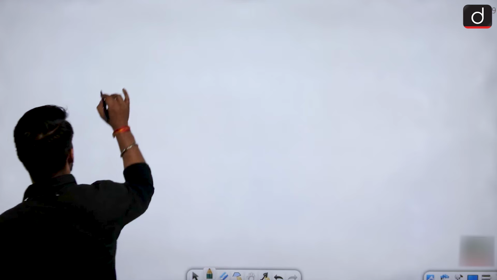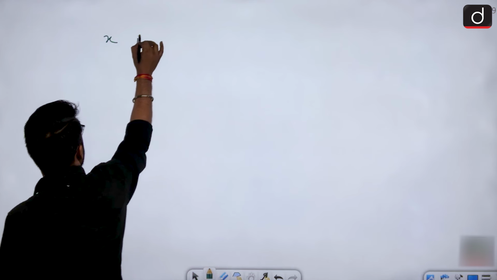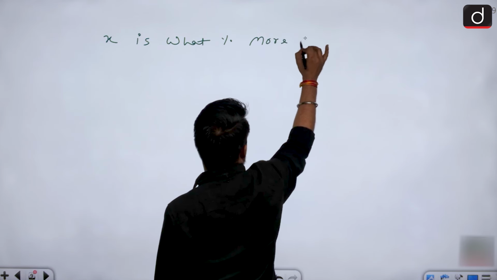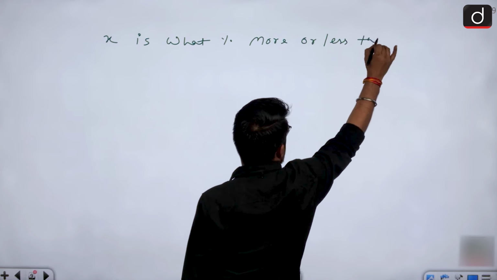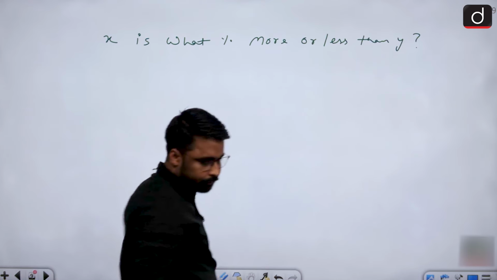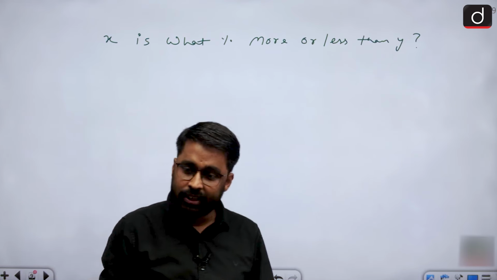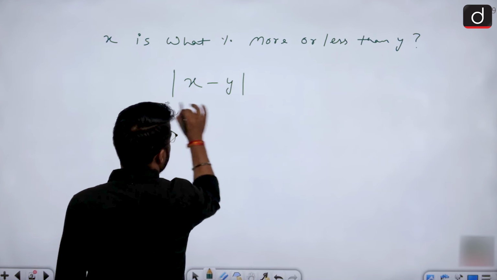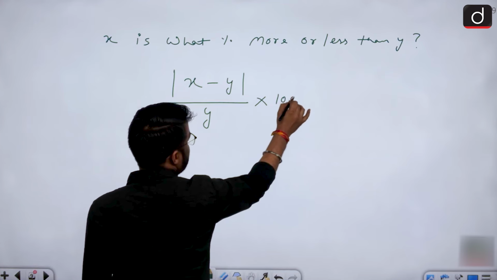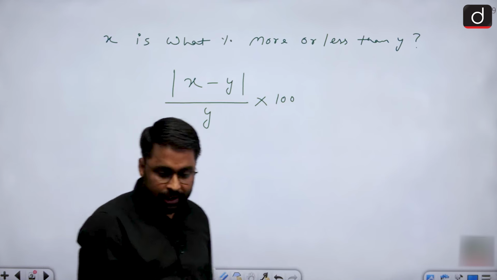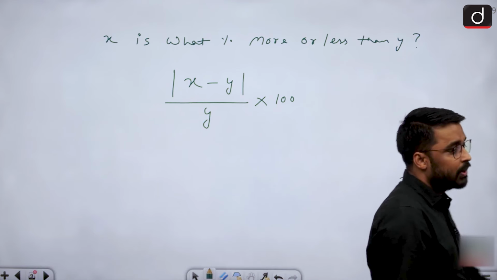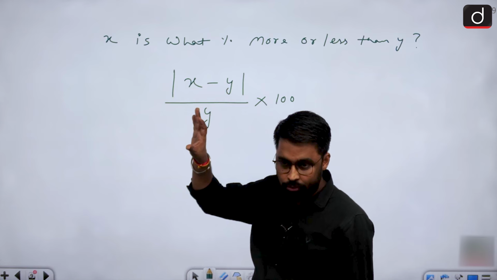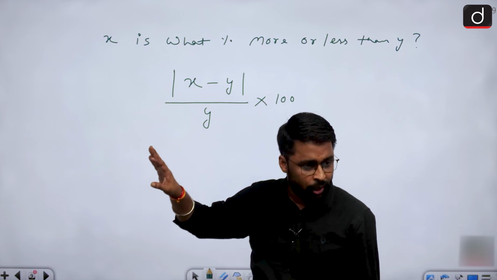So the third type of question that your examiner can ask you would be this: X is what percentage more or less than Y? Now to solve this question, we will use the equation modulus of x minus y upon y into 100. Now see, why did I take the modulus function? Because the modulus function is telling me that percentage is never negative, so I will always subtract the smaller value from the larger value.